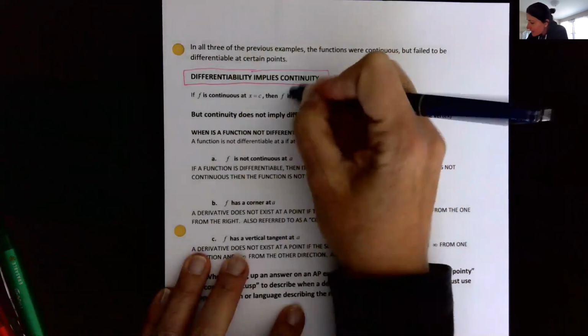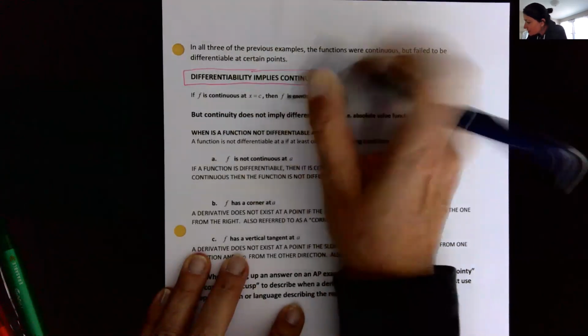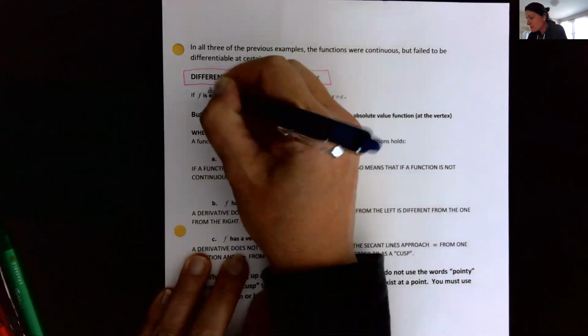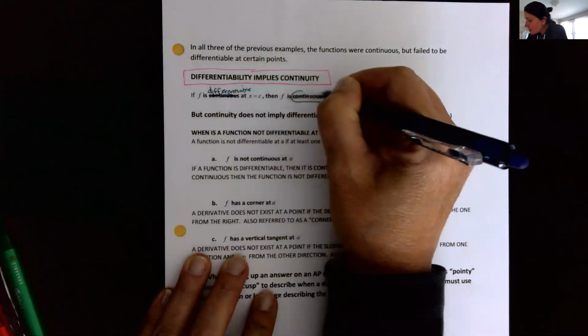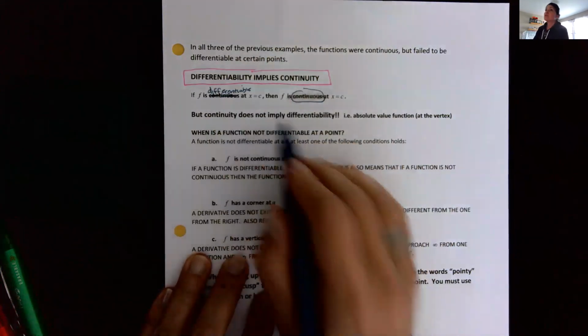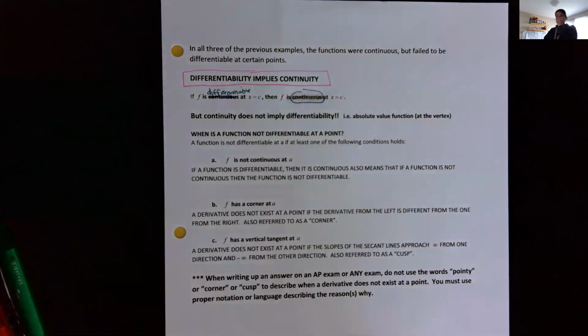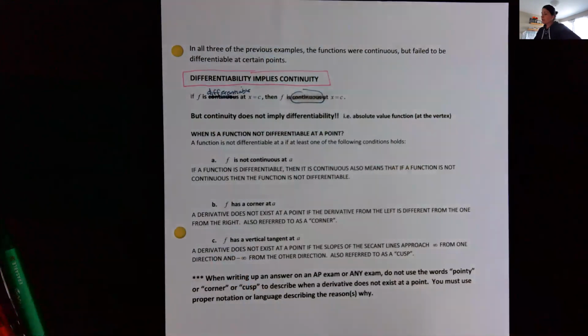Okay, look at that. I have to amend these before you guys get them. It's good I did this. If f is differentiable, then f is continuous. I typed these up for myself. I had these in a different format. There we go. Differentiability implies continuity. But continuity does not imply differentiability. So our example, like the problem before, absolute value function at the vertex would not be differentiable there.